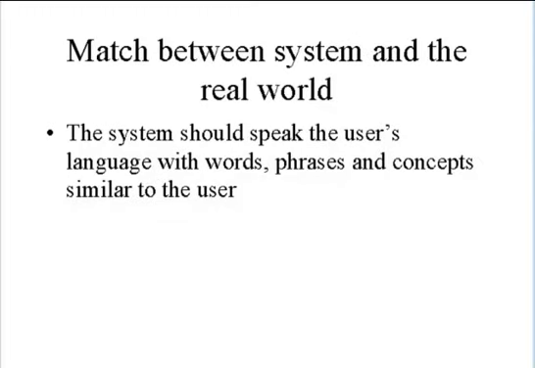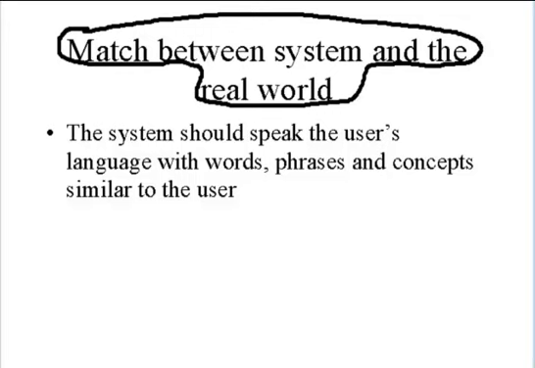The next important heuristic is match between the system and the real world. This means the system should speak the user's language with words, phrases and concepts familiar to the user. So, for example, an example of a bad match with the real world is in the DOS prompt when you fail to format a disk. For example, it says disk not formatted, abort, retry, fail. Retry and abort are not very friendly language, not what the user would like.